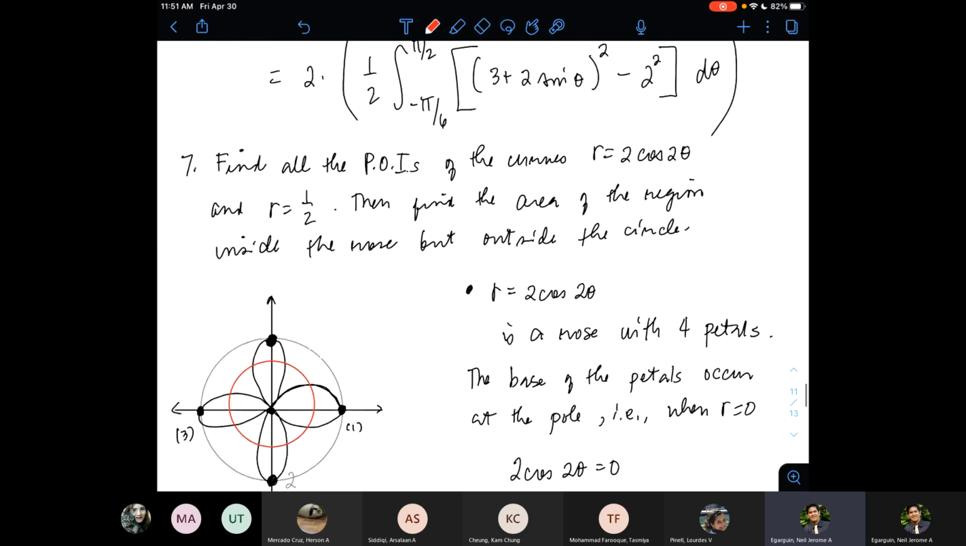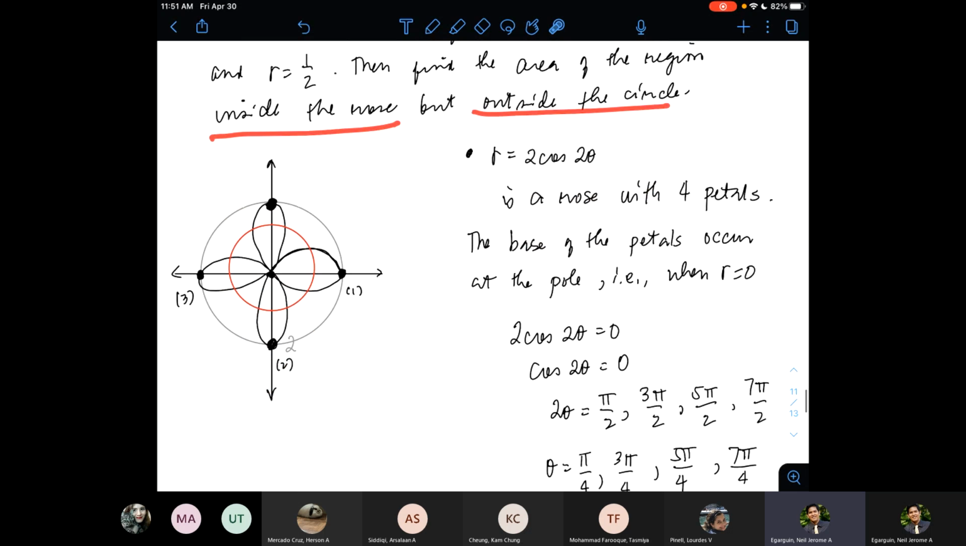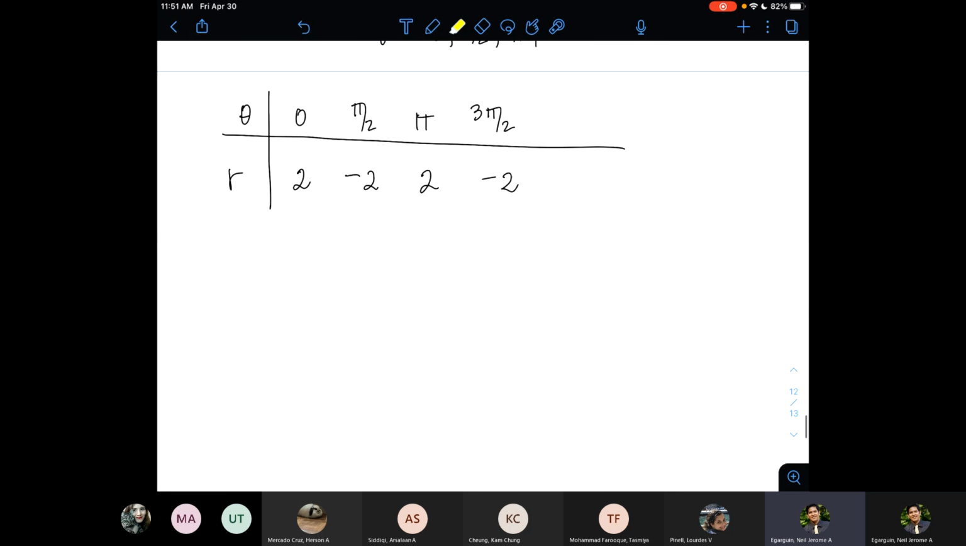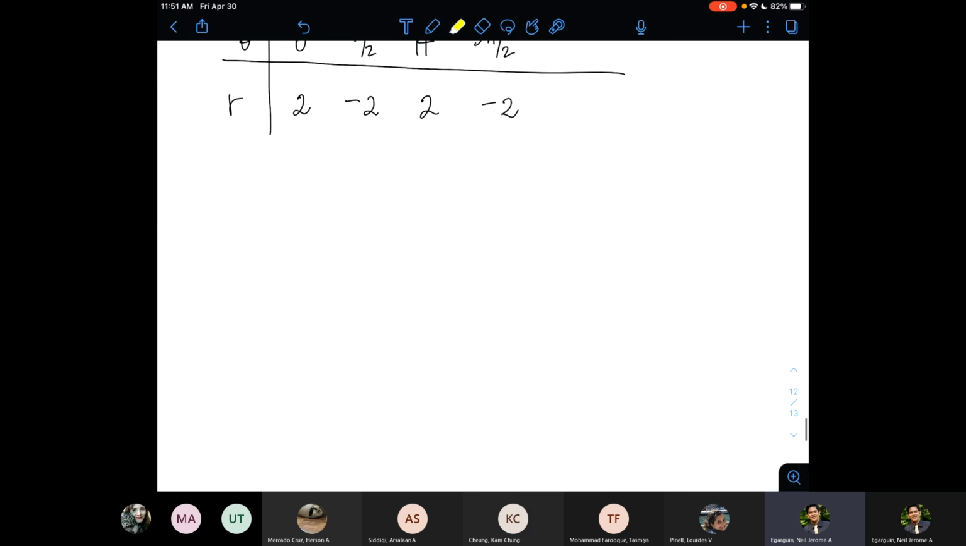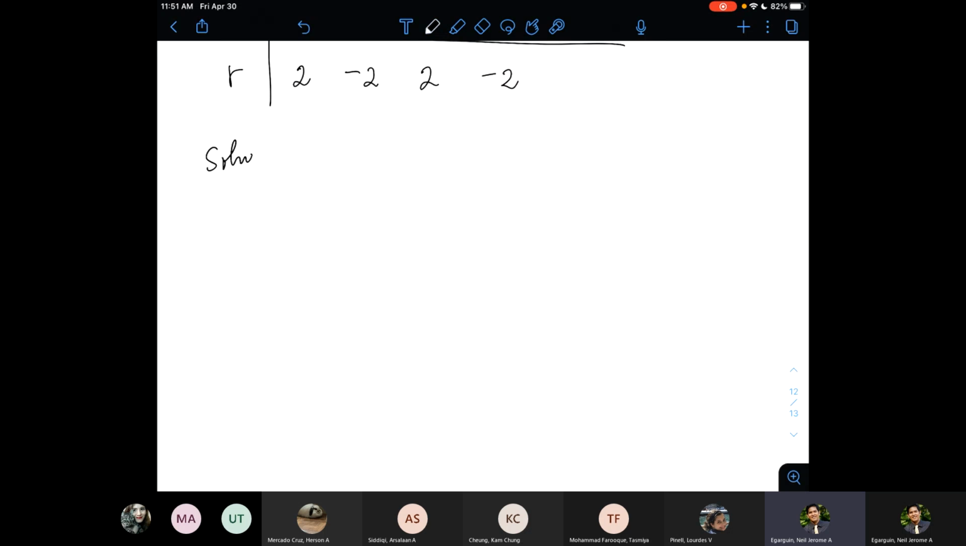Now we want to get the area inside the rose, but outside the circle. So that means we're looking for this, guys. Inside the rose, but outside the circle. Okay. Oh, we need to find the points of intersection. All right. But it's already time. Give me 2 more minutes just to set up the things here. So solve for the POI.